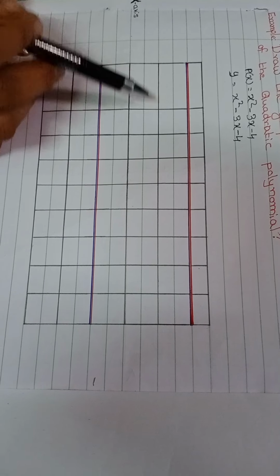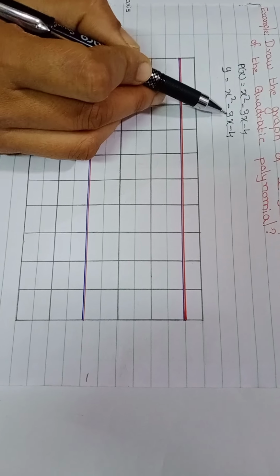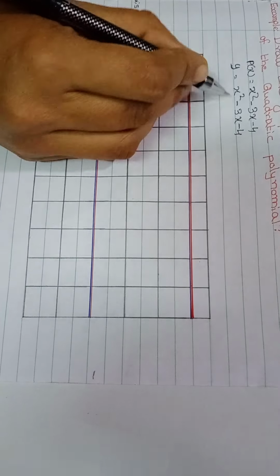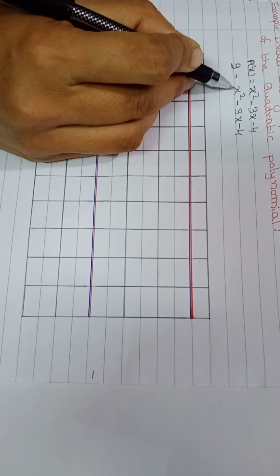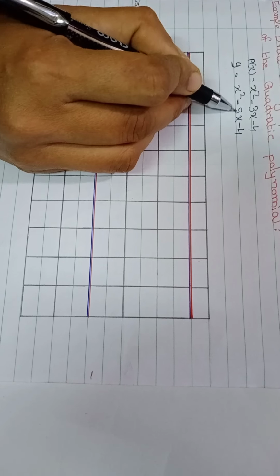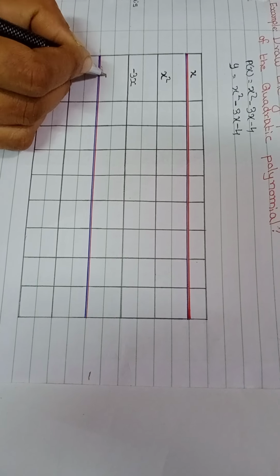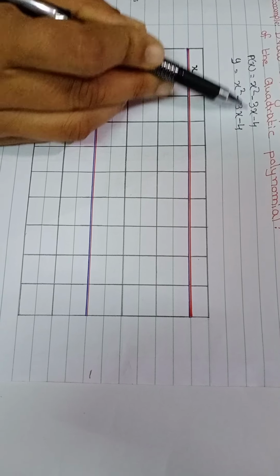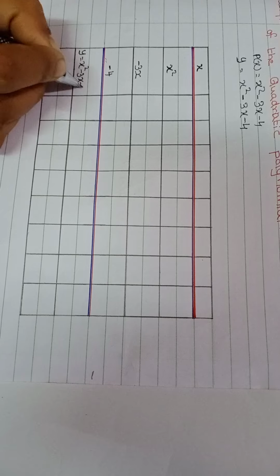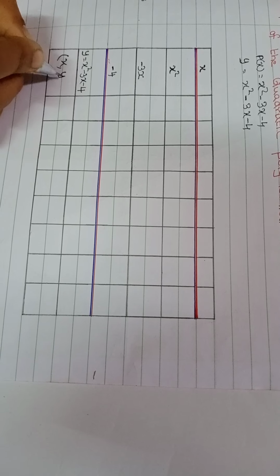First, we make a table like this for y is equal to x square minus 3x minus 4. Here, write down x. We take x values, and next x square. And next term is minus 3x. Next term is minus 4. So, the sum of three terms will be equal to y. So, write down y is equal to x square minus 3x minus 4, and the x comma y points.